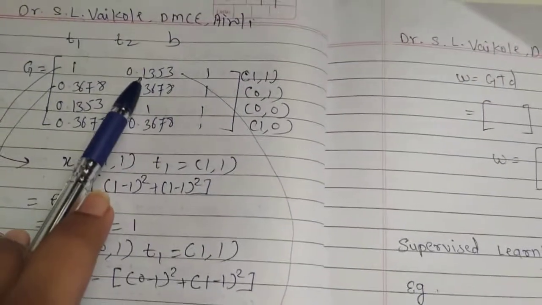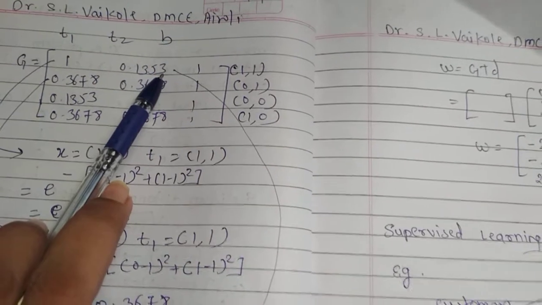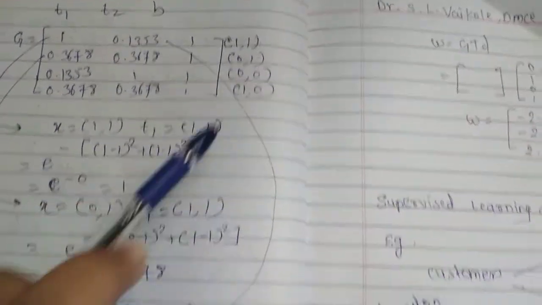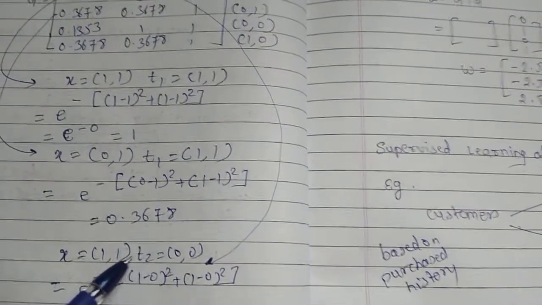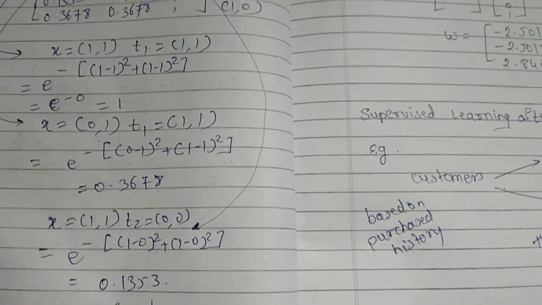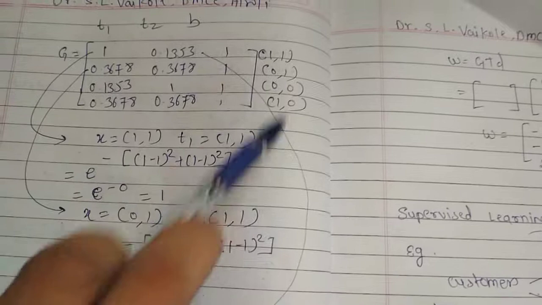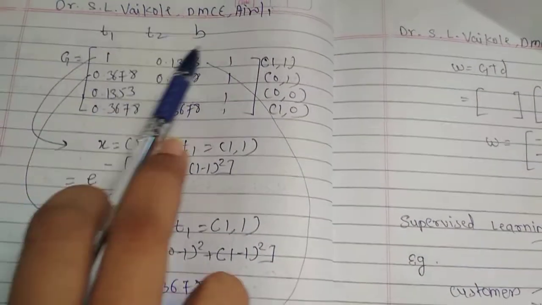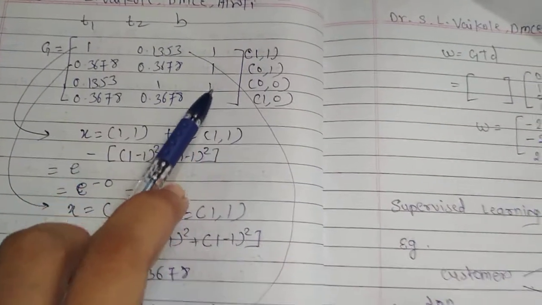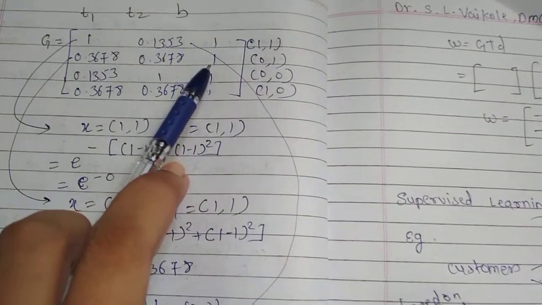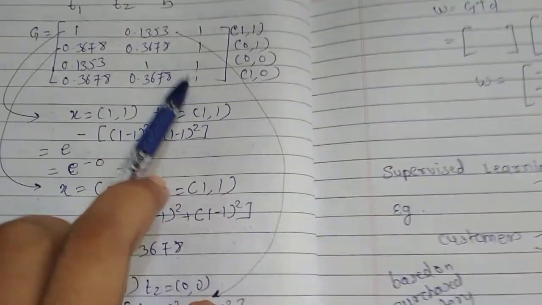Now for this column, t2 is 0, 0 and x is 1, 1. So this is 1, 1 and t2 is 0, 0. So we calculate these values according to this formula. And the third one is bias. By default, the bias input is 1. So I have written 1.